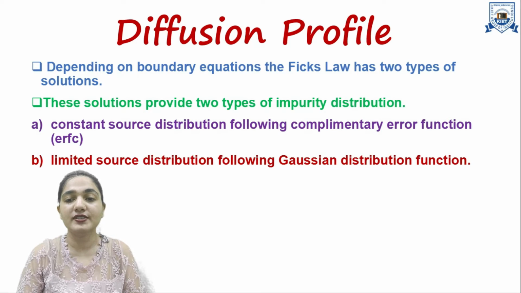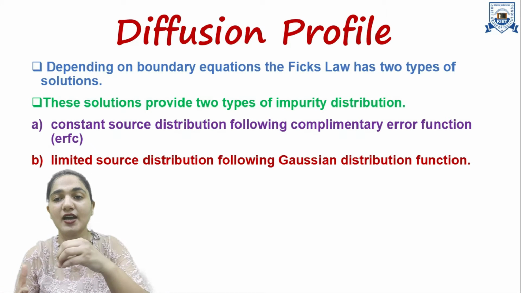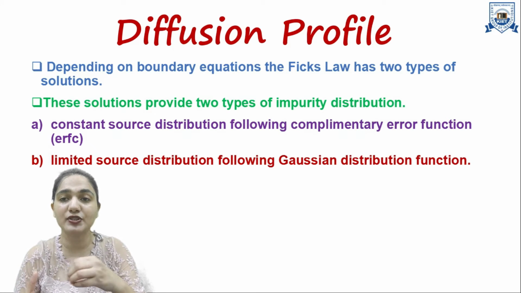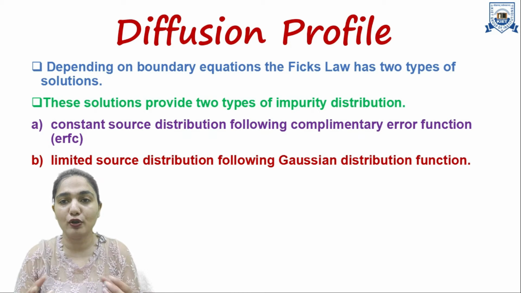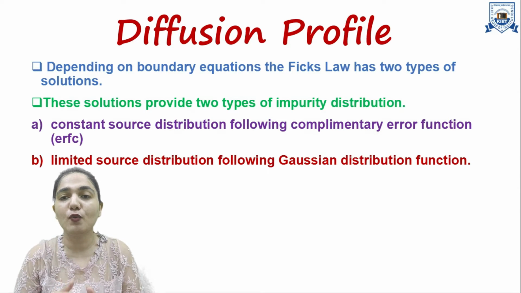Okay, so first of all, what is diffusion profile? As I told you, depending upon the boundary conditions, Fick's law has two types of solution, and these solutions provide two types of impurity distribution. Whenever impurities are going inside the substrate, what distribution will they follow? We need to manage these impurities. Why? To manage the electronic properties. We need to know how much impurity is going inside, what kind of impurity, what kind of path the impurity is following, where it will stop, in which direction it will go.